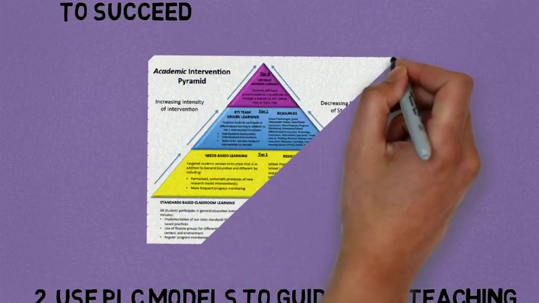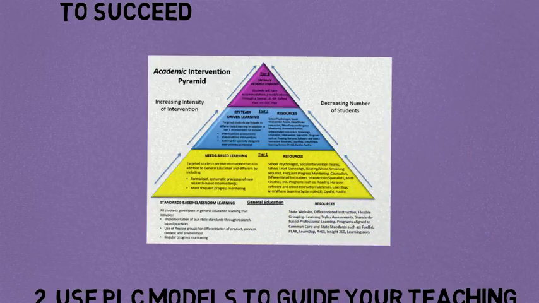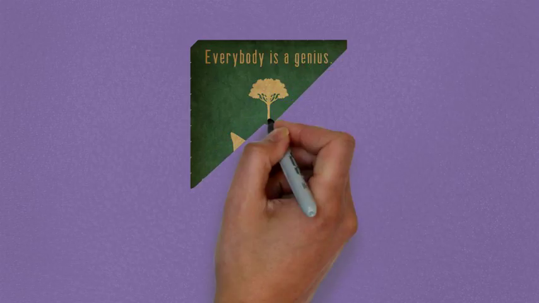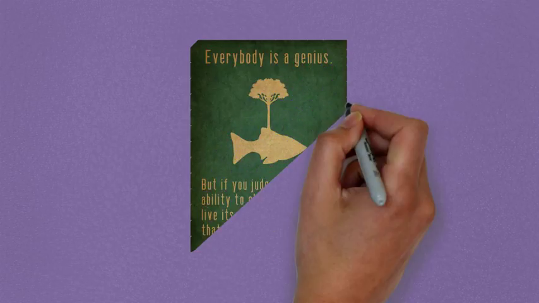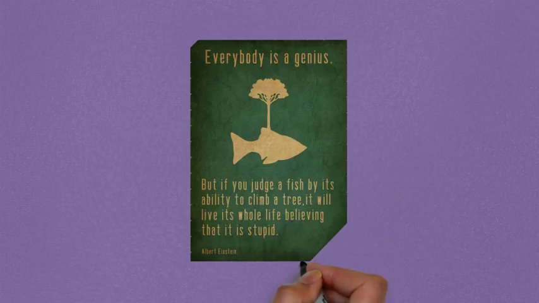In a 3-tiered approach, our goal is to allow students to move throughout these tiers interchangeably. So tier 3 would require one-on-one intervention, whereas tier 2 would be more small group. And in tier 1, every student is given a quality education delivered in a way that meets their needs. So moving throughout these levels is very critical. And I leave you with this: everybody is a genius, but if you judge a fish by its ability to climb a tree, it will live its whole life believing that it is stupid.